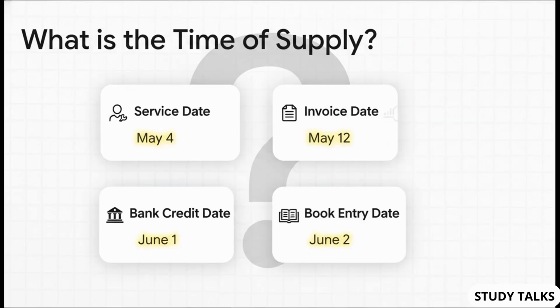Take a good look at this. Dritty Enterprises provides a service on May 4th. The invoice comes out on May 12th. The money hits their bank on June 1st, but they only get around to recording it in their books a day later, on June 2nd. The question is simple. What is the time of supply? Just take a second. Look at those dates.